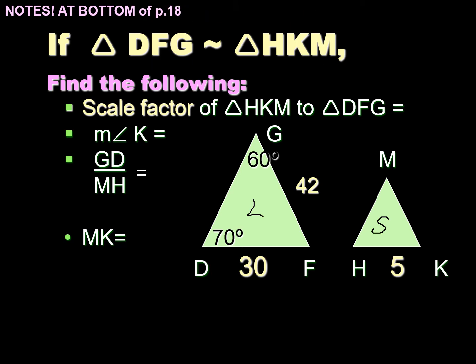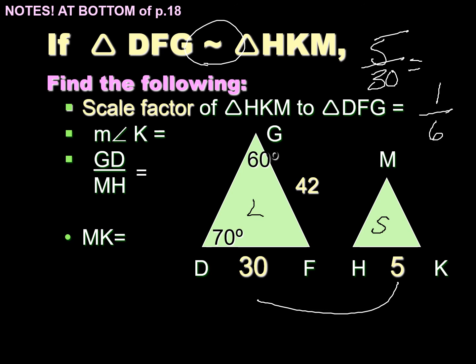All right, and then they're wanting the scale factor, but which one did they say first? HKM, that's the small one, compared to DFG. So what's the scale factor? Well, we don't have all the sides, but they already said they're similar. So any of the sides we put together will be the same scale factor. So 5 compared to 30, and of course we need to reduce it to know the scale factor. And that would be 1 over 6. So that's the small compared to large is the scale factor.